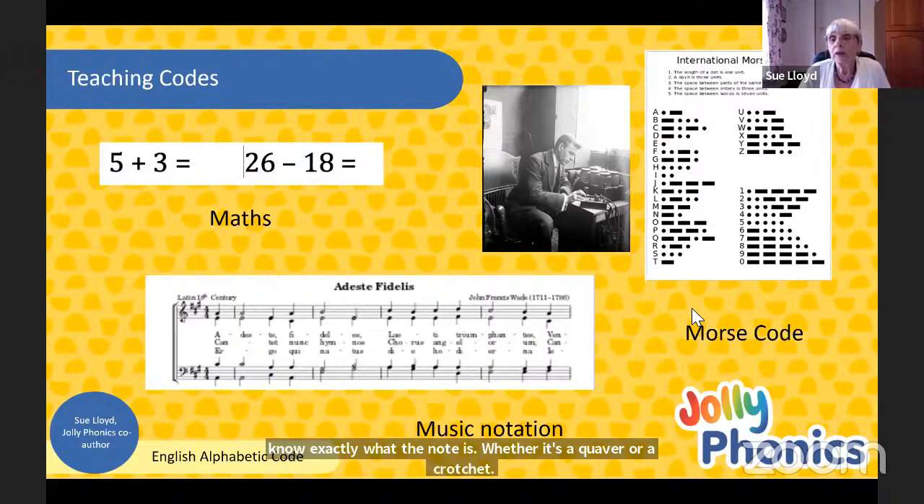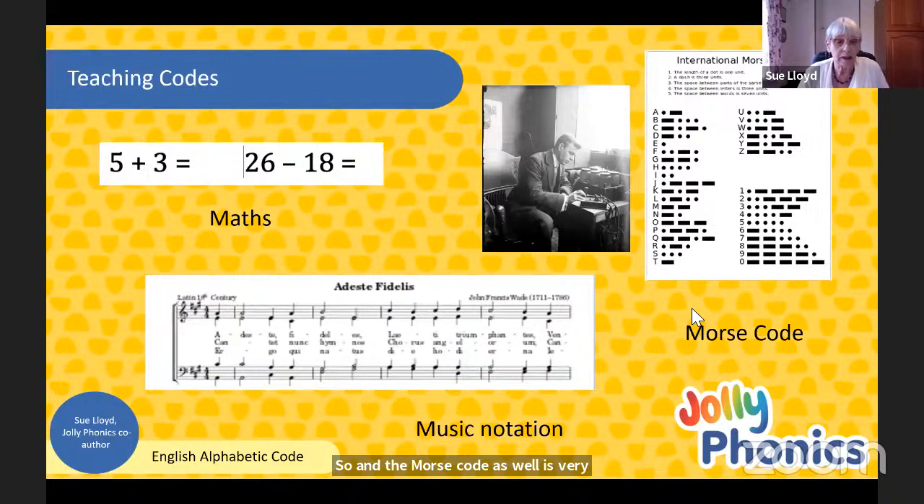And the Morse code as well is very reliable, but you need to understand that the English alphabetic code, because it is based on the sounds we speak, is not so reliable, but still very essential. It's not reliable because our speech varies from place to place and country to country, and it's not a precise thing. So the code is not always precise either, but ours is worse than most. So next slide.